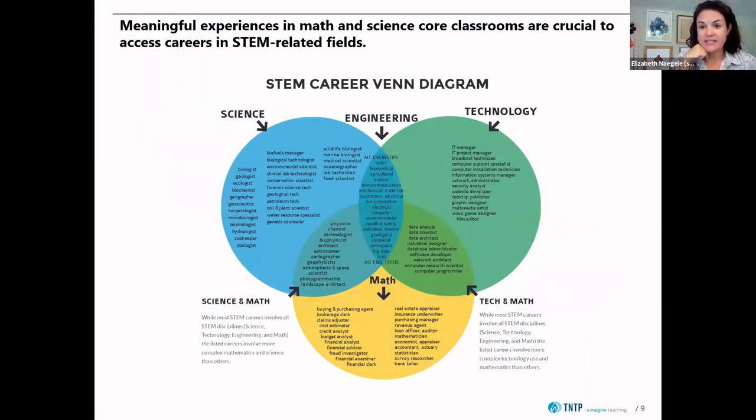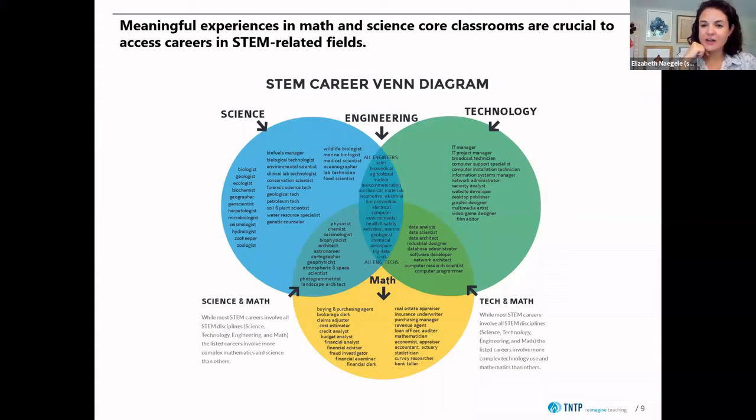Moreover, if we're thinking about STEM careers, we know that most careers in the STEM field are an overlap of science, technology, engineering, and mathematics, and don't necessarily fall within one of the four areas. I'll give you a minute just to look at the career diagram on the slide and take a look at how many of these careers are actually in the overlapped section of the Venn diagram, which includes things like biomedical sales, which is an overlap of science and engineering and technology, or software development as an overlap of tech and math.